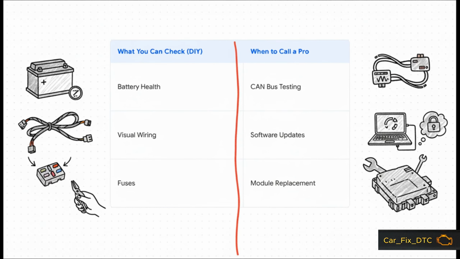This is a really helpful way to frame it. On the left, you've got the stuff most people can pretty comfortably check in their driveway: the battery, a visual wiring check, and the fuses. But on the right, those are the jobs you probably want to leave to a pro. Properly testing the CAN bus network, doing software updates, and especially replacing and programming a new BCM, that all requires equipment and knowledge that most of us just don't have. Knowing where that line is can save you a ton of time and frustration.